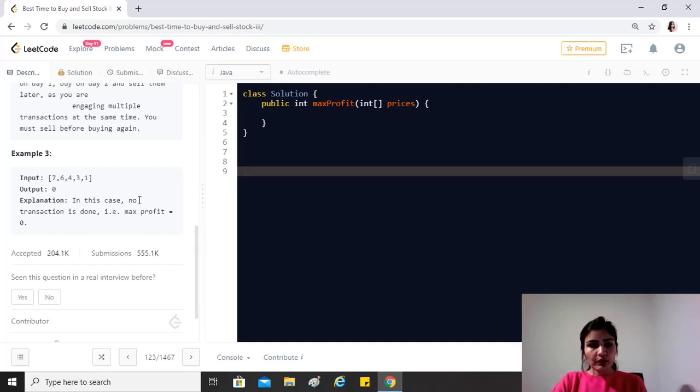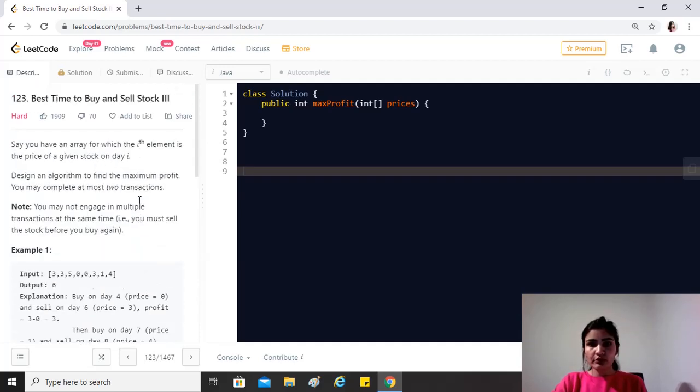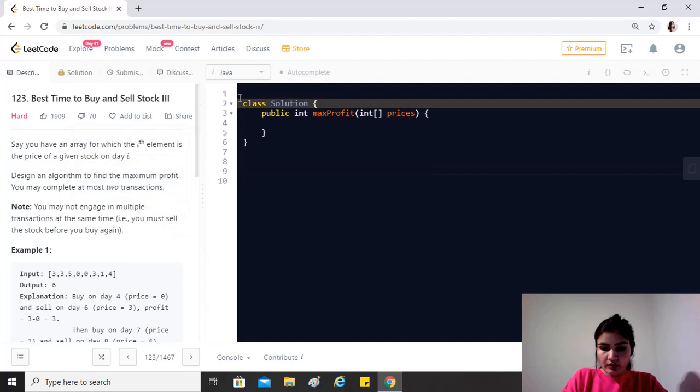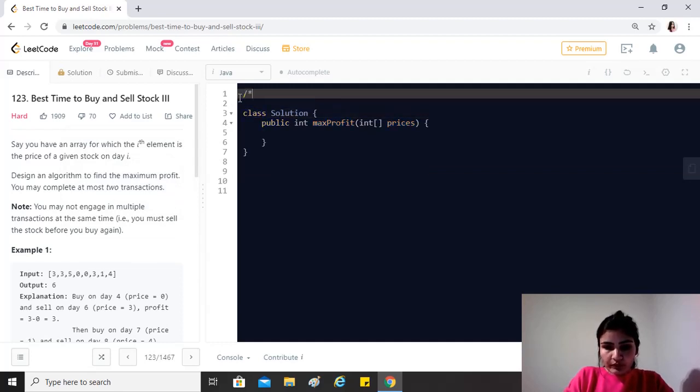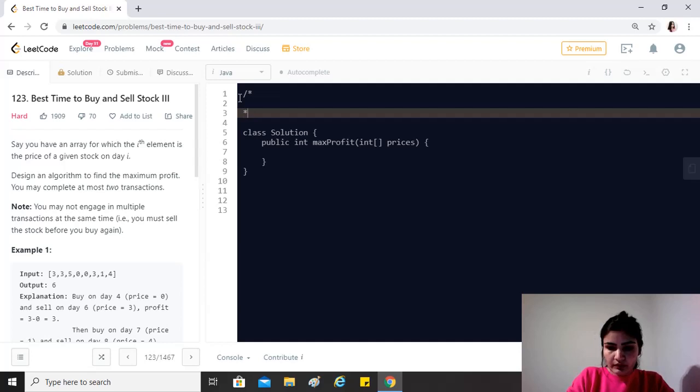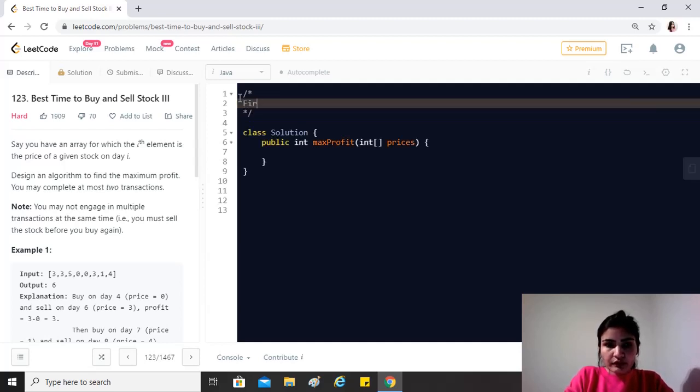Okay, so now talking about how to approach this problem. As I was saying, we need to focus on 4 values, right? One is the first buy, and the first sell, right? So we need to make sure that we maximize the profit we earn from this transaction.